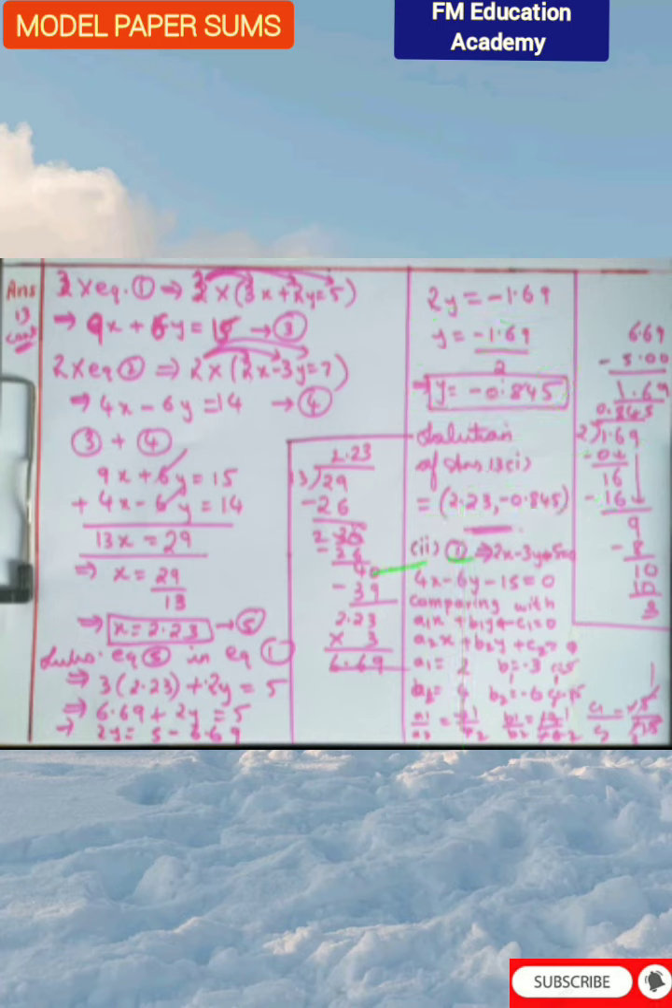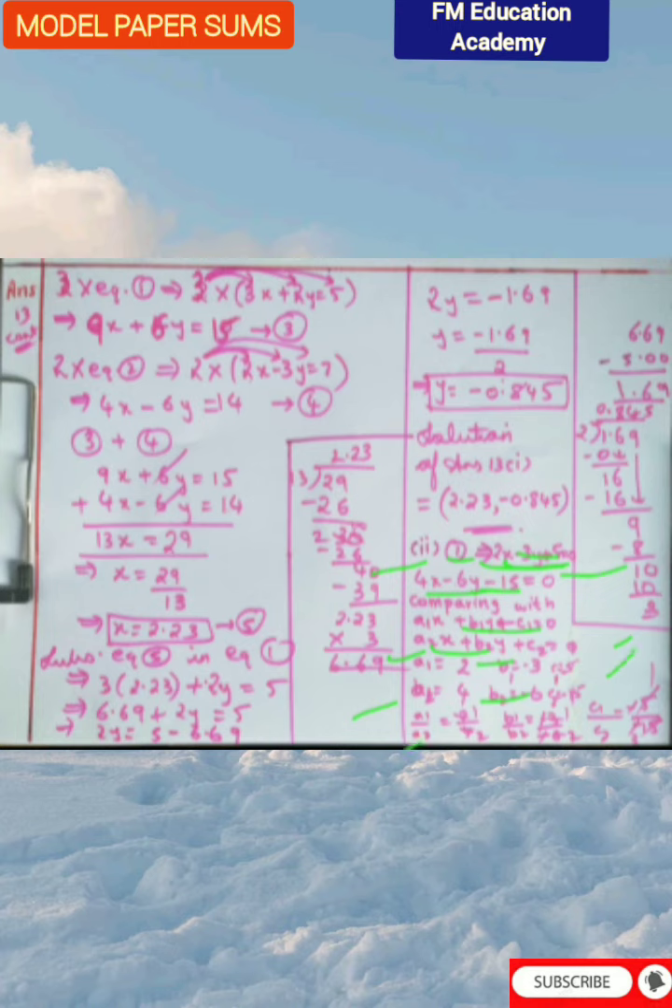Second bit. First equation again implies making it in the standard form of a1x plus b1y plus c1 is equals to 0. 2x minus 3y plus 5 is equals to 0. Second equation 4x minus 6y minus 5 is equals to 0. Comparing with a1x plus b1y plus c1 is equals to 0 and a2x plus b2y plus c2 is equals to 0. What is a1? 2. What is a2? 4. What is b1? Minus 3. What is b2? Minus 6. What is c1? 5. What is c2? Minus 15.